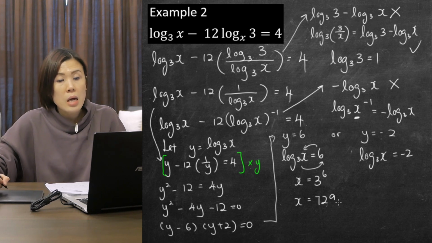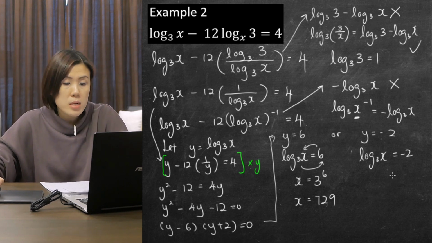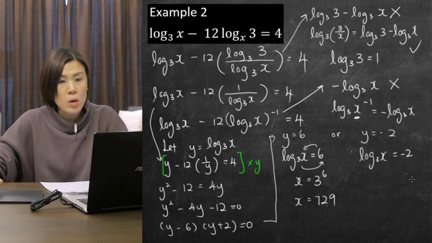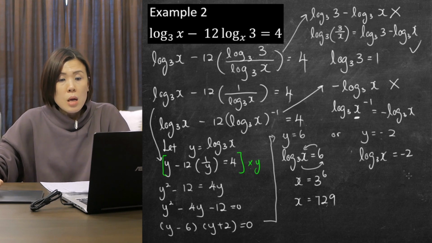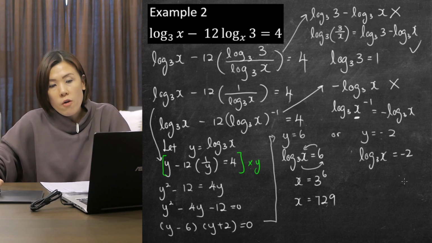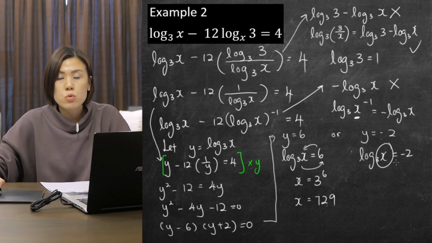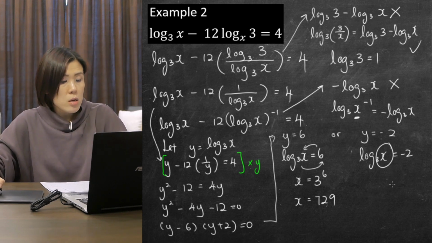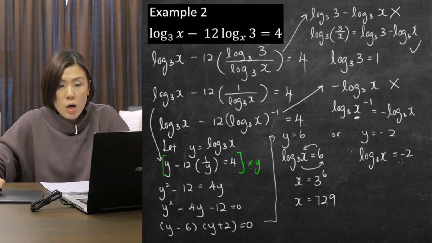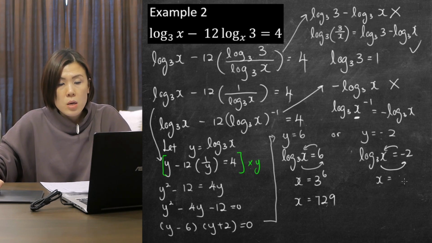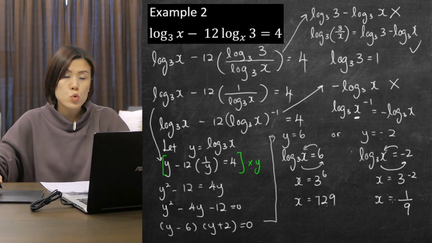And as for the other value of log x, some students might be thinking this cannot be solved. They will just put no solution. But this can actually still be solved. This logarithm is only not defined when these two are negative. But since they are not negative, we have to continue to solve. So 3 to the power of -2 equals x. Then we have x equals 1 over 9. So in this equation, there will be two solutions.